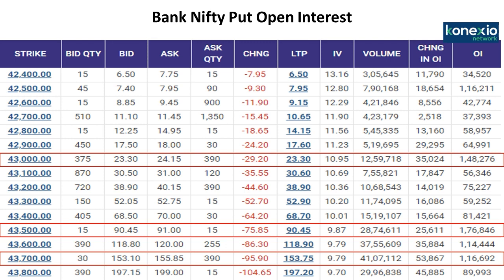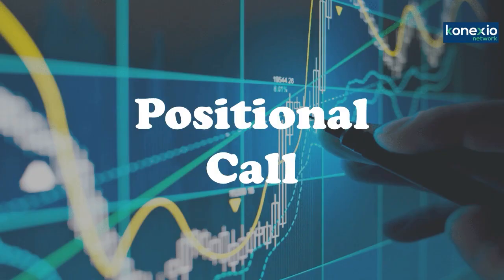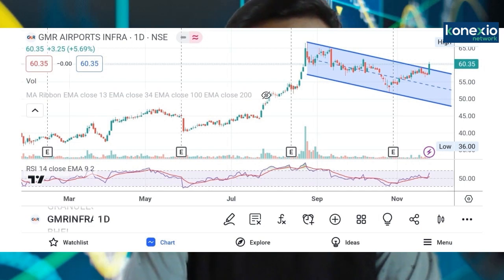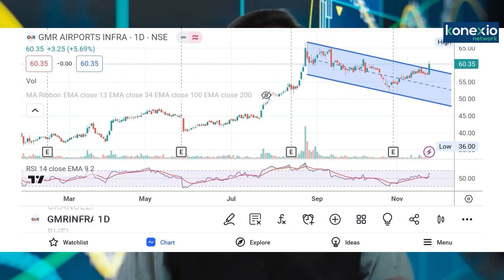Now friends, let us come to the final segment of our show, which is the positional call or positional stock or stock to watch out. I have identified one stock from infrastructure space. The name of the stock is GMR Infra, GMR Airport Infra. So let us go to the daily charts of the GMR Airport Infra.